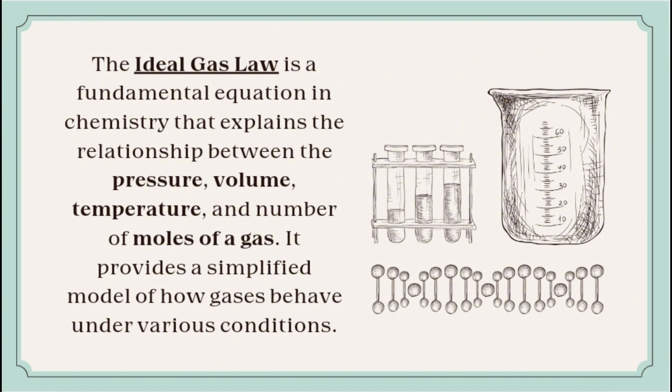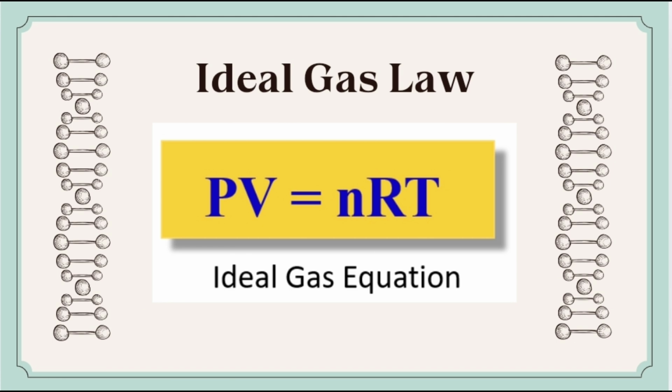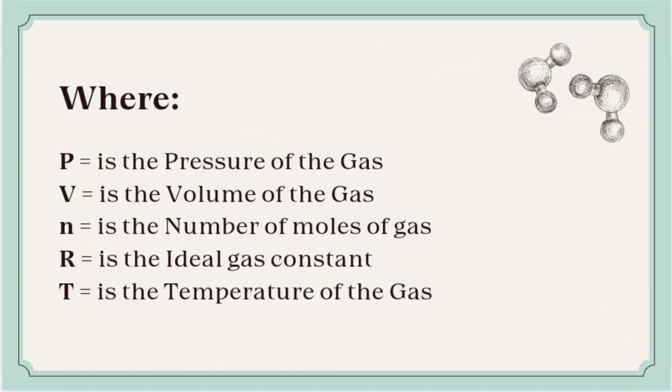The ideal gas law explains how gases behave. It shows the connection between pressure, or how hard the gas pushes, volume, the space it takes, temperature, or how hot it is, and the amount of gas. The ideal gas law is expressed in the equation PV = nRT, where P represents the pressure of the gas, V the volume of the gas, n the number of moles of gas, R the ideal gas constant, and T the temperature.